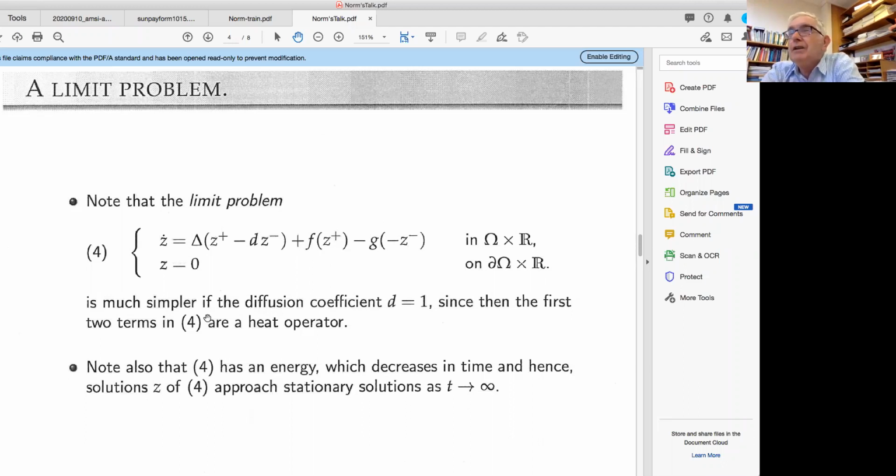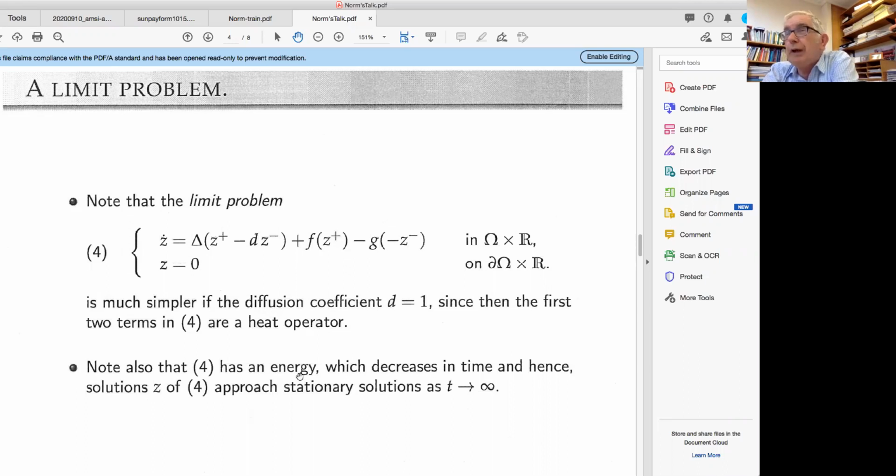Okay, now this equation is in fact a limiting equation, which I'll explain in a minute. And once again, if D equals 1, the first term of the first equation just becomes Laplacian of z, which makes it somewhat easier. So if D equals 1, as we're going to continually find, the case D equals 1 is easier.